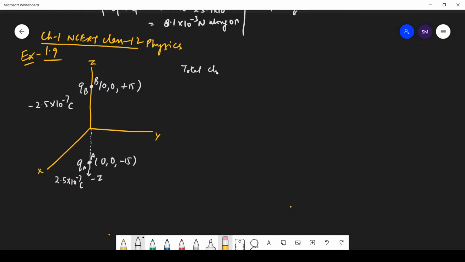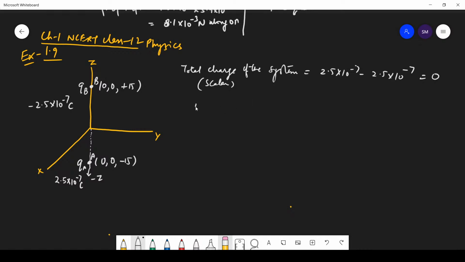So, the total charge of the system. Charge is a scalar quantity, so we can simply add the charges. So the charge is 2.5 × 10⁻⁷ minus 2.5 × 10⁻⁷. The charges are equal and opposite, so of course they will cancel each other out. So the net charge of the system is 0.